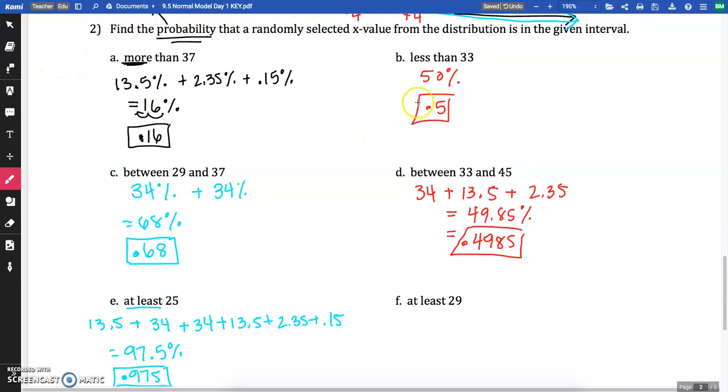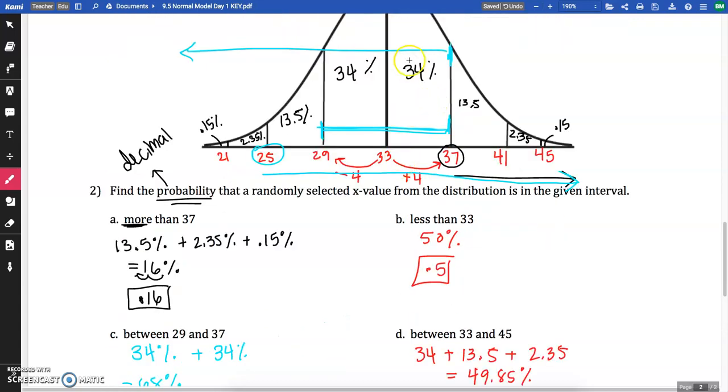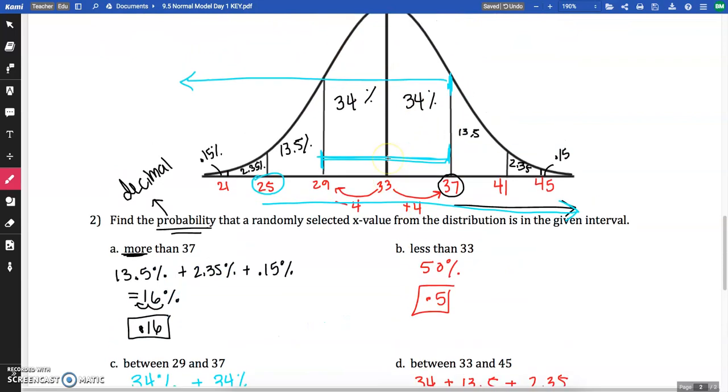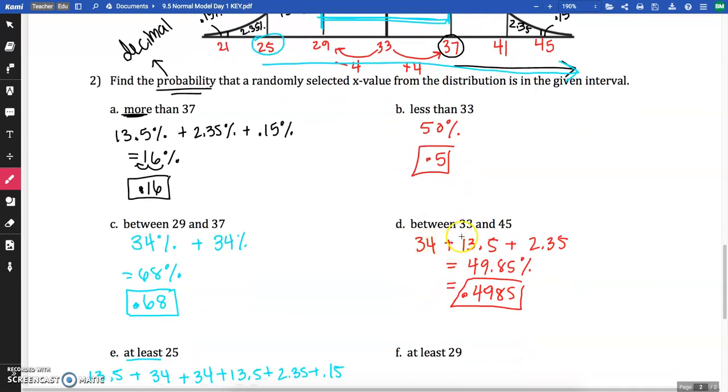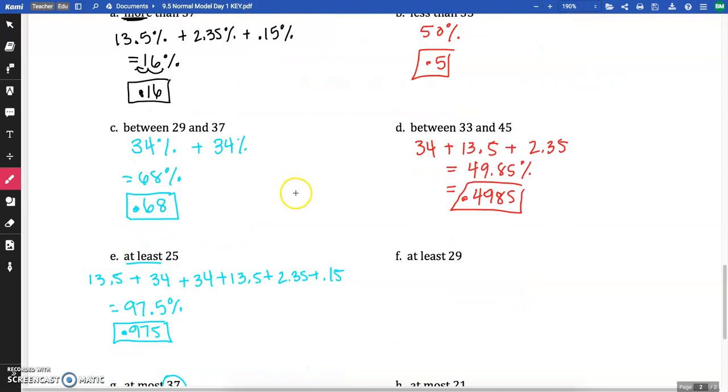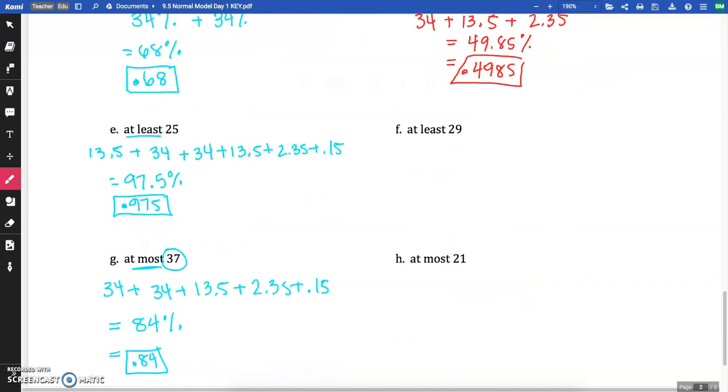All right, here's my answers for the first 2, and then I'll scroll down so you guys can see the last 2 in a moment. For less than 33, that's right in the middle. 33 is our average. So if I'm looking at anything less, that's actually exactly half of the curve. So I didn't have to add those up. You could totally add all the values up and you should still get 50%. Either way works. And then between 33 and 45, I got 49.85%. As a probability, it's just 0.4985. Okay, and then try the last 2 down here.